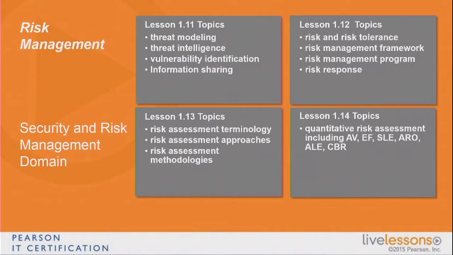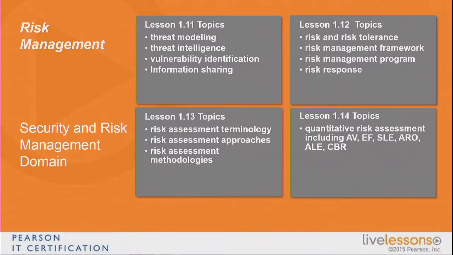And then the fourth category is risk management. This is a really large category, and this is also a category that I would anticipate is going to be emphasized on the exam. So we start in lesson 1.11 with threat modeling, including asset-centric, attacker-centric, and architecture-centric. We look at threat intelligence and vulnerability identification, and then we stress the importance of information sharing.